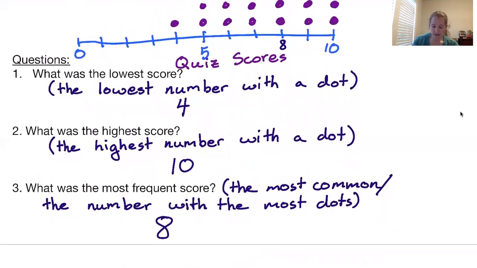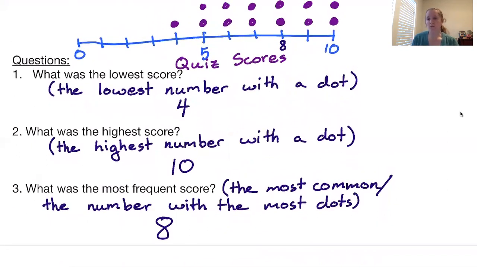So reading the dot plot, we can see how many people gave each response, in this case, how many people got each particular quiz score. So that's the basics for a dot plot.